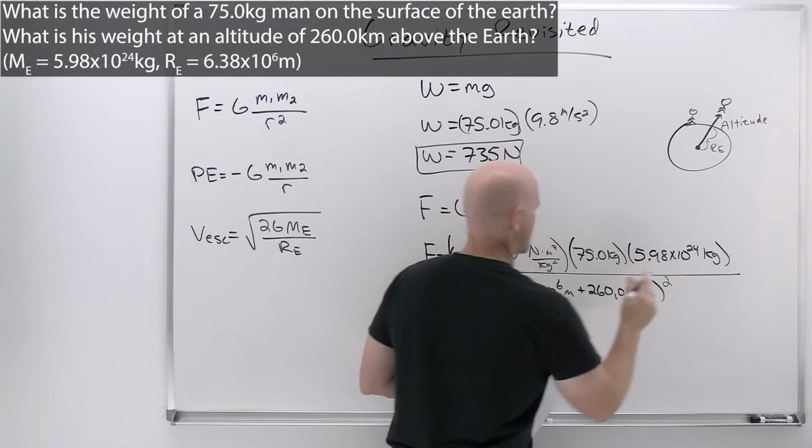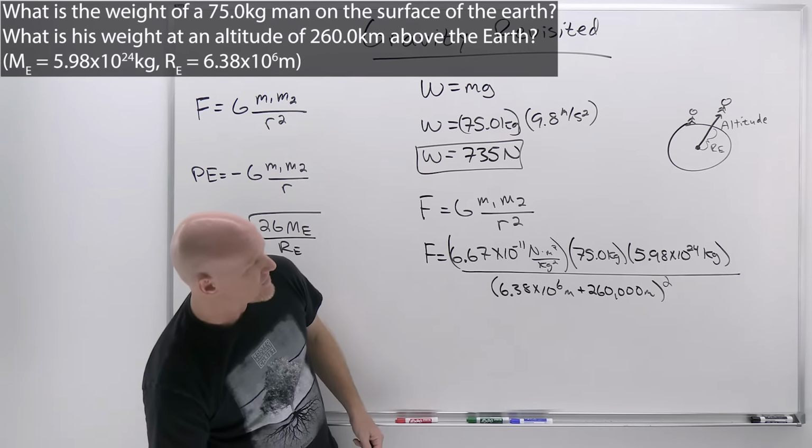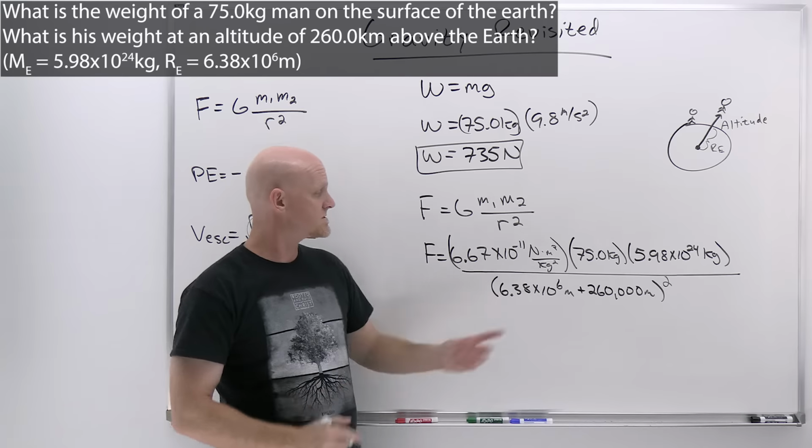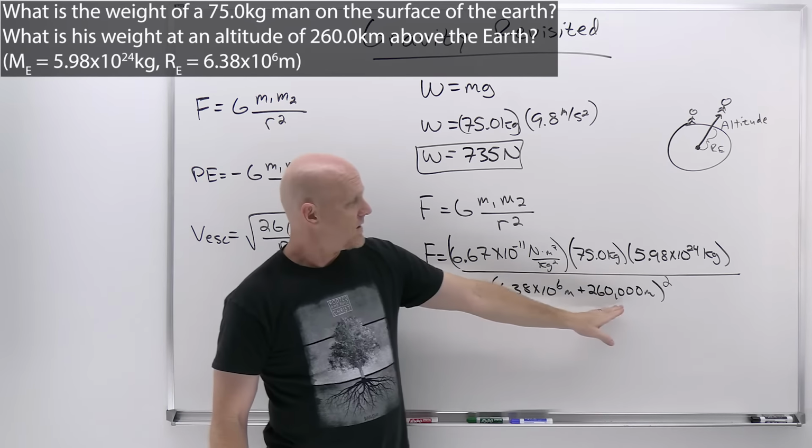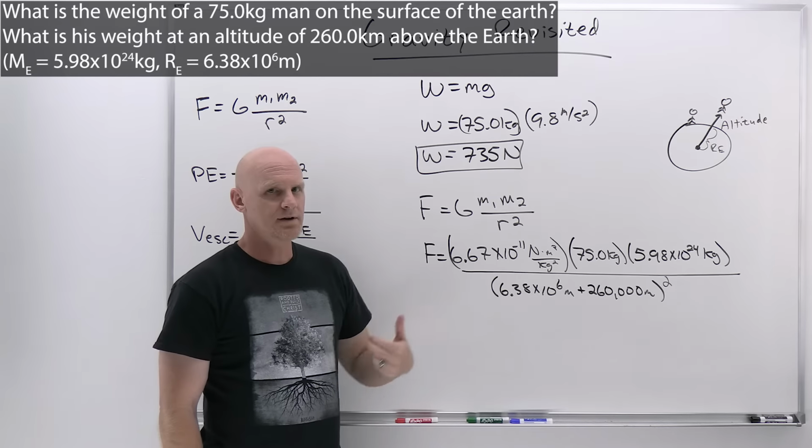And then we got to square that sum. So if we just use the radius of the Earth, we're going to get this wrong. In fact, if you just use the radius of the Earth, you'd get 735 newtons again. But now at this altitude, we should expect his weight to be less.